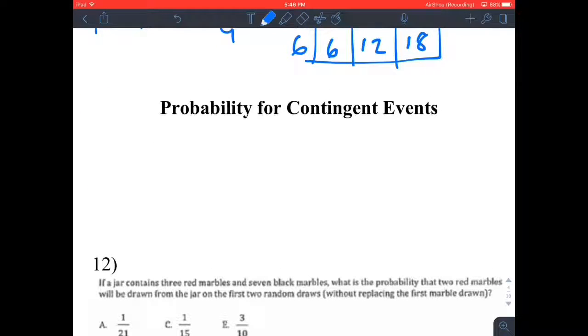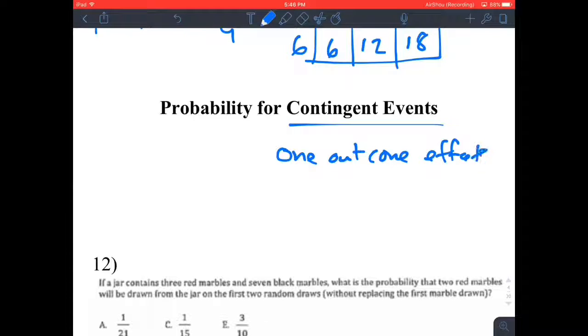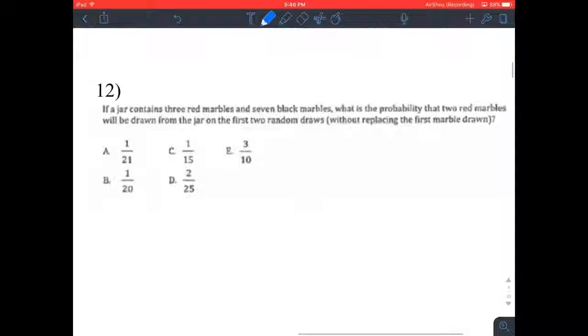Contingent events. A contingent event is when one outcome affects another. And when one outcome affects another, you have to change the way you think about the problem. You can still use the product rule, but the second factor that you're multiplying is going to be a little bit different than if they were independent events. Best way to explain it is with an example.